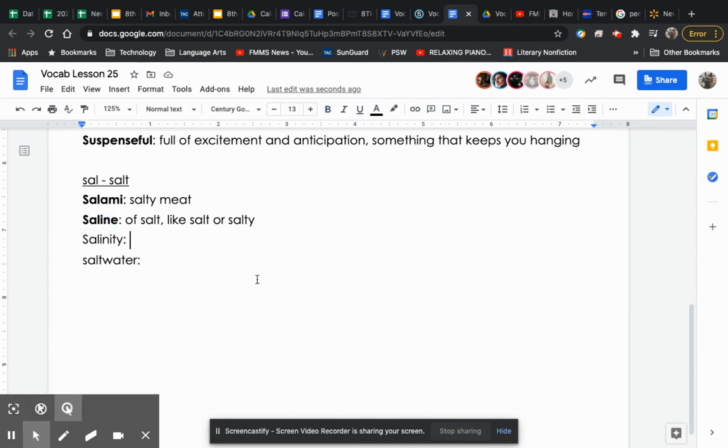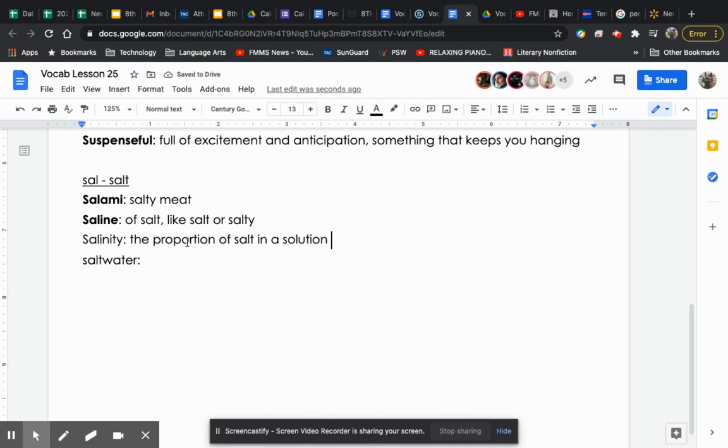The next word is salinity. And that is the proportion of salt in a solution. So things can have more salinity than others. If it's saltier, it is going to have a higher salinity. Okay? Okay, the last word is salt water, and this one's really difficult. Salt water is made up of salt and water. Okay? That one's a really tricky word to remember.